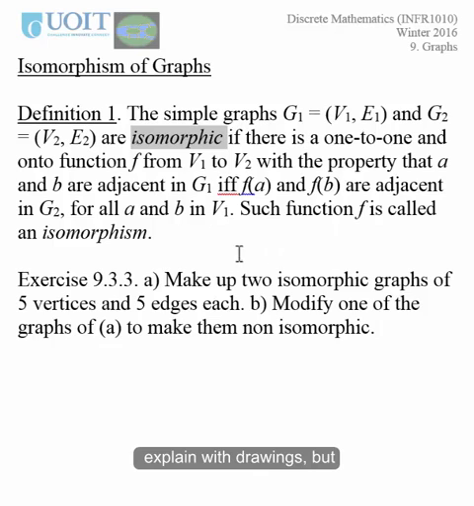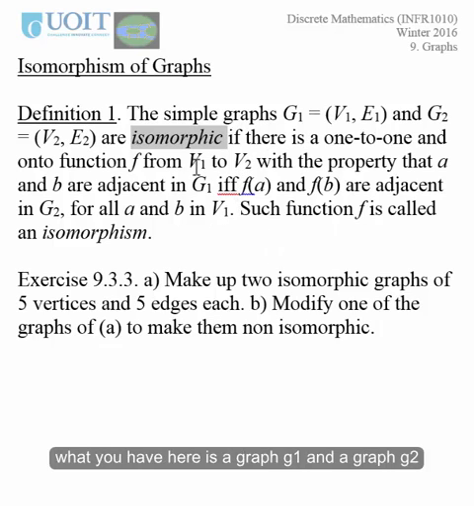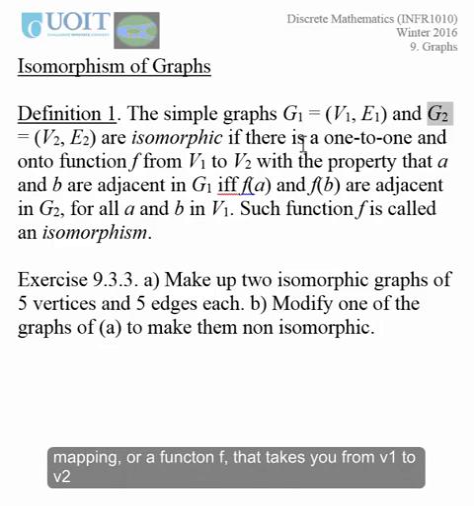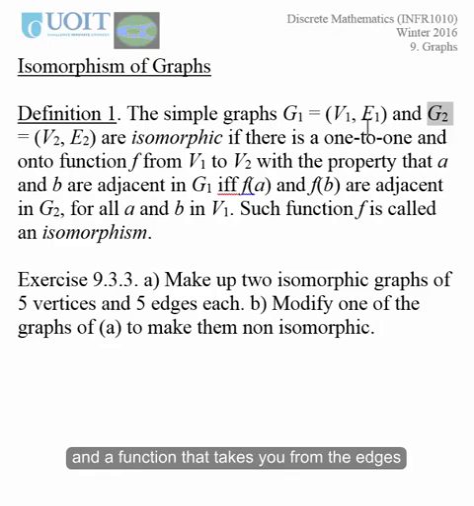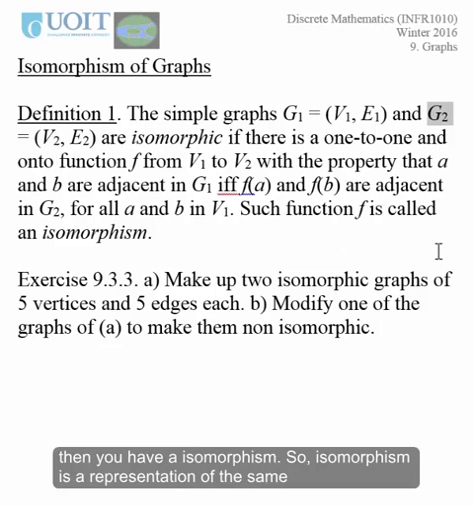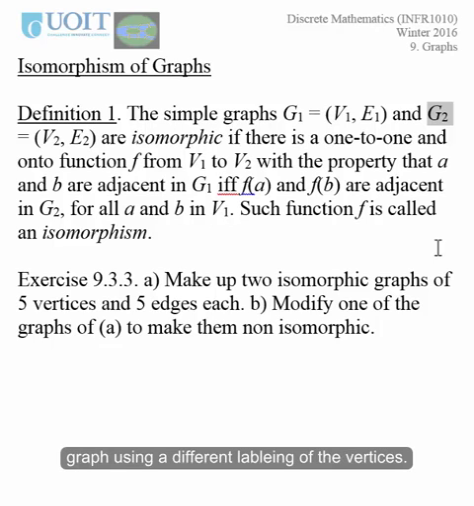But what you have here is a graph G1 and a graph G2, and then you have V1 and V2. So if you have a mapping or a function f that takes you from V1 to V2, and a function that takes you from the edges E1 to E2, then you have an isomorphism. So isomorphism is a representation of the same graph using a different labeling of the vertices.